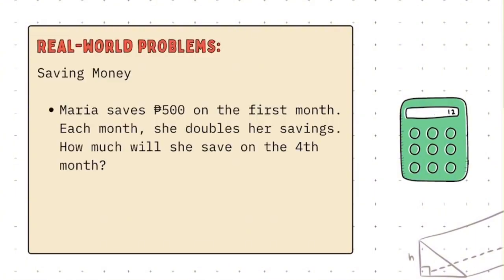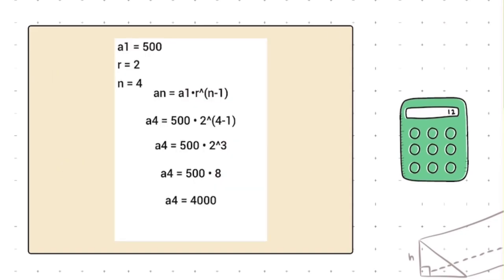First problem, geometric sequence, savings. Maria saves 500 pesos in the first month and doubles the amount each month. How much will she save in the 4th month? We use the formula a sub n equals a1 multiplied by r raised to the power of n minus 1. Here the first term, a1, is 500, r is 2, and n is 4.